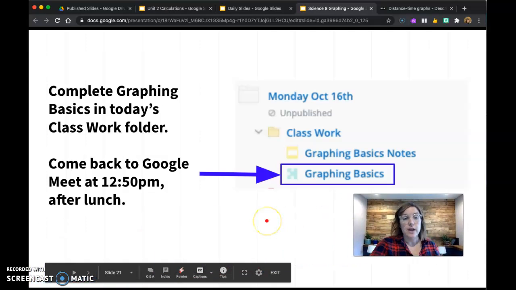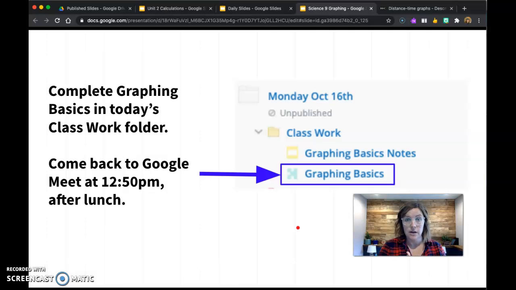All right, so now I'd like you to complete the graphing basics questions. There's not very many, but it'd be good practice for you. Remember, this is only open today, and you'll only get points for it today. If you don't do it, it's not going to be a 0, but it's just not going to help you.